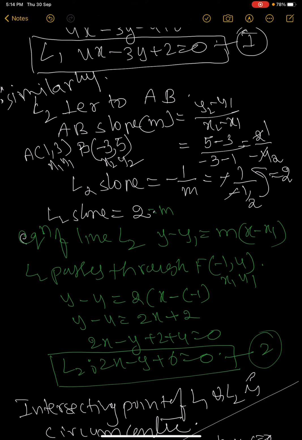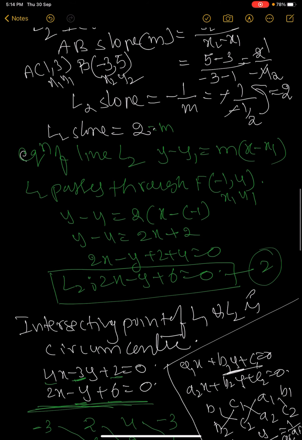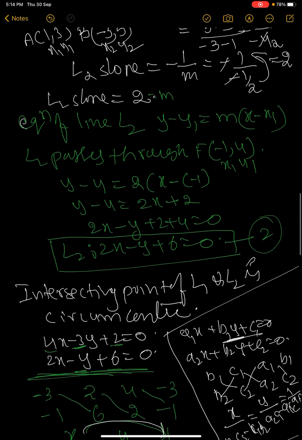Equation of L2 is the same formula: y minus y1 is equal to m into (x minus x1). Here F is (minus 1, 4) as (x1, y1) and m is 2. Then y minus 4 is equal to 2 into (x minus of minus 1). Minus of minus is plus. Then y minus 4 is equal to 2x plus 2. So 2x minus y plus 2 plus 4 is equal to 0. So L2 is 2x minus y plus 6 is equal to 0.